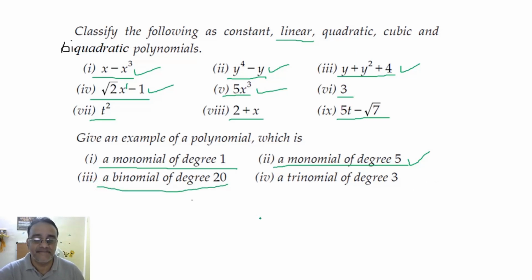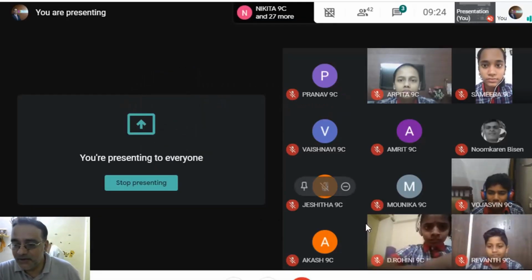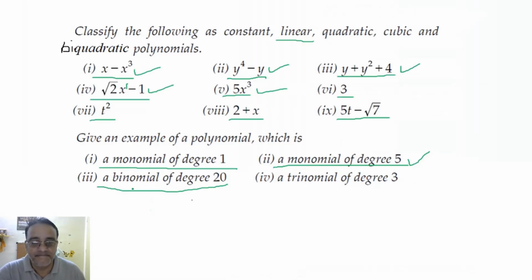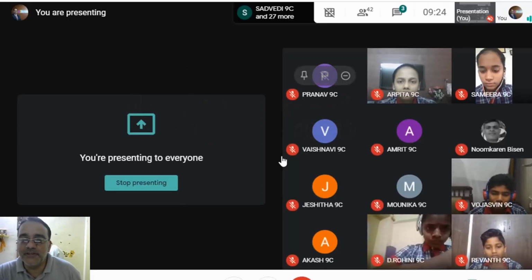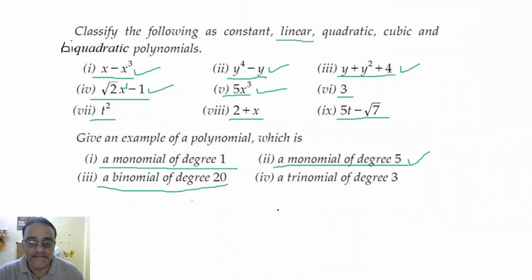Now next question. Binomial of degree 20. Binomial means 2 terms. Here also many answers are possible. You can tell any answer. The question is for Vojaswin. Sir, x square plus x to the power 20. Very good. 2 terms and the highest degree is 20. Same question, Pranav. Sir, y to the power 20 plus y. Okay. Trinomial of degree 3.